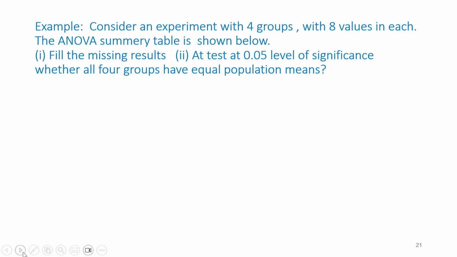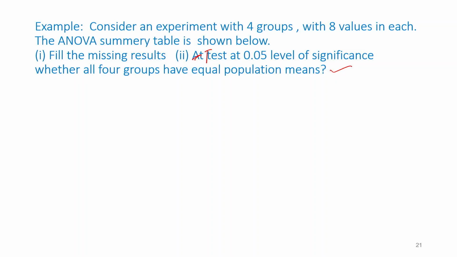We have one more example. Consider an experiment with 4 groups with 8 values in each. The ANOVA summary table is shown below. First, fill the missing results. And second, test at the 0.05 level of significance whether all 4 groups have equal population means or not.